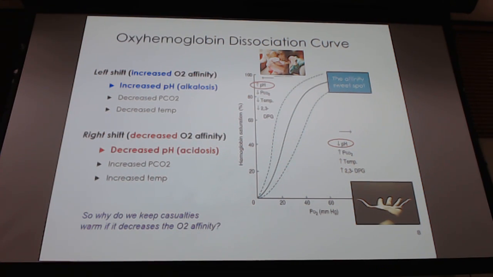Vice versa, right shifts, when the body becomes acidotic, or the partial pressure of CO2 goes up, or the temp goes up, then it doesn't hold on as tightly. So it doesn't pick it up as well. It lets go in the tissues great, but it doesn't pick it up well.